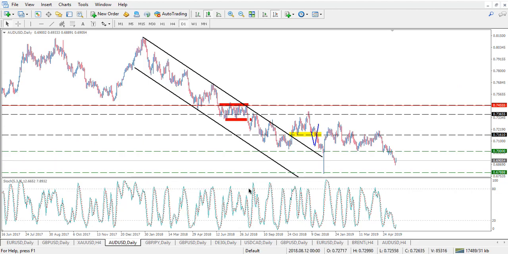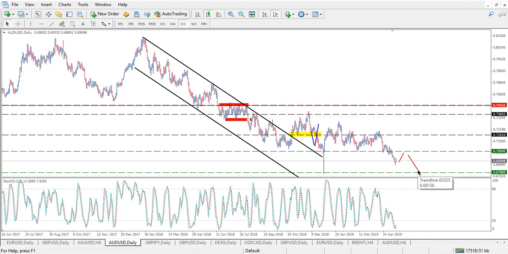Let's move to the Australian dollar against the American dollar. Actually, the pair managed to break the strong support level, that is 0.70. We actually had another support level that was the downside of the descending channel, but it is broken as well. So the pair might go up to just retest the broken level, then it continues going down. So we are not going to do anything this week.